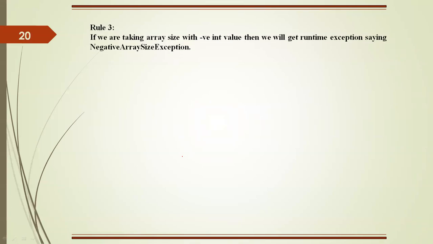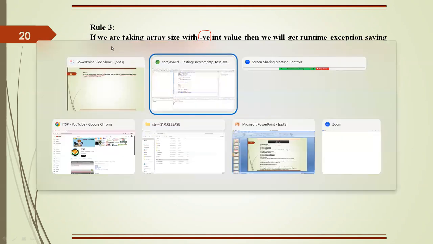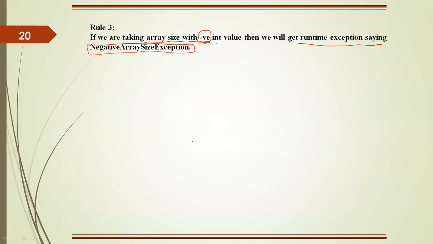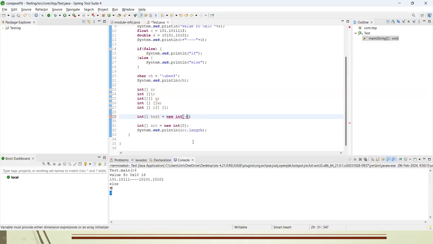So now rule number 3 is, if we take the array size as a negative int value, then we will get a runtime exception. What is it saying? NegativeArraySizeException. Let's see this exception also. I want to show you here. Minus 1, I can pass. So it is perfectly valid, but an exception will be thrown. Let's see which exception.